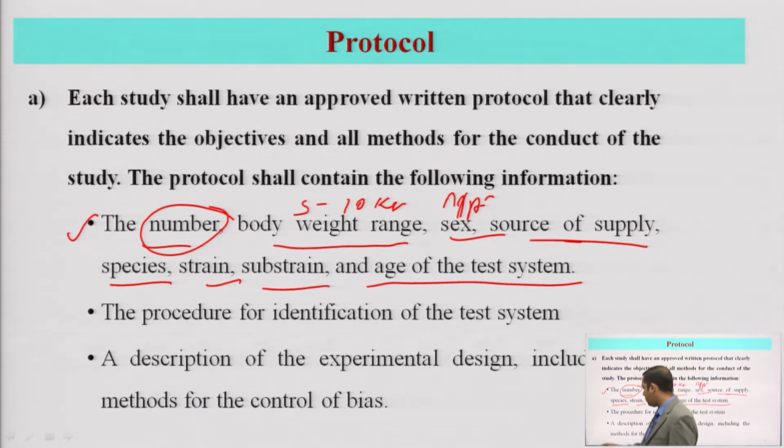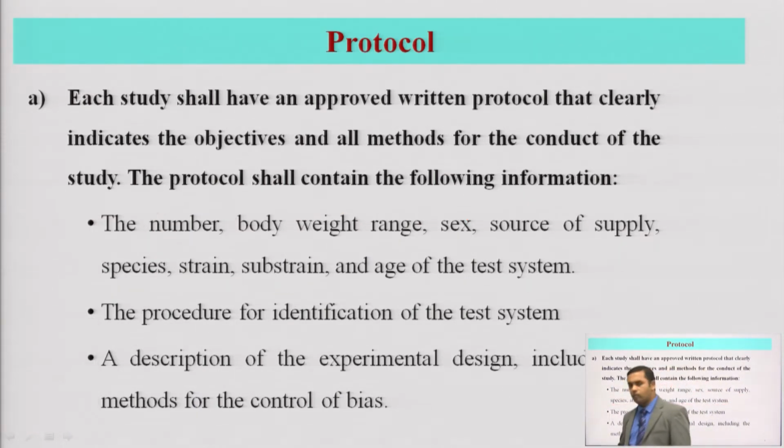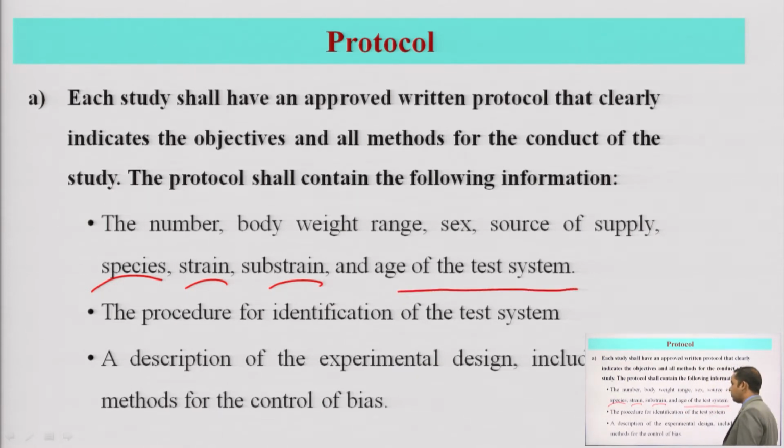If you are doing this study on rat, from where you are actually getting it. Then species, what species you are actually using; strain, if you are using some microbial things, then you have to mention the strain, substrain, and also age of the test system. Age will play a very big role, because of the metabolism and also excretion. In excretion, those are old age people, or those are the old age animals.